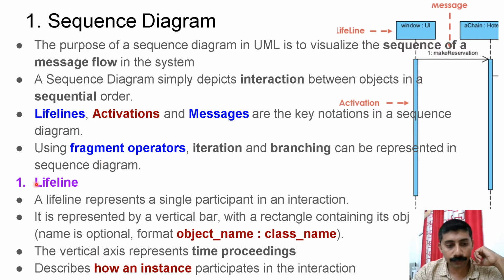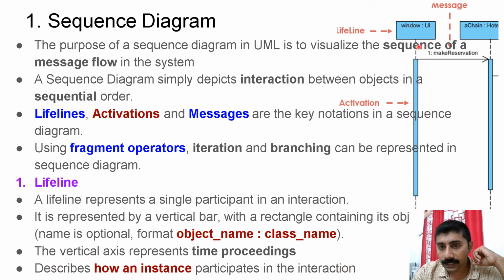Let us see the details of the lifeline. A lifeline represents a single participant in an interaction. It is represented by a vertical bar with a rectangle containing the object name. The name is optional. If the name is mentioned, the format is object name, colon, class name. The vertical axis represents the time proceeding. It describes how an instance participates in the interaction.